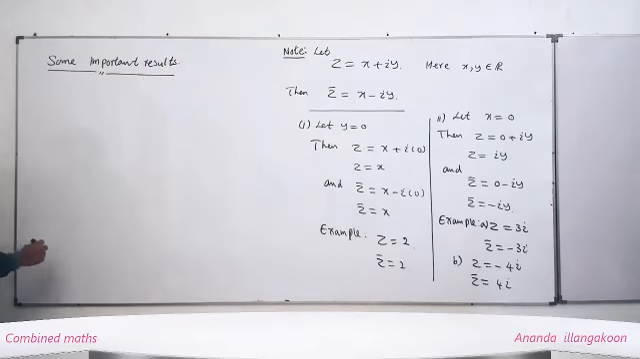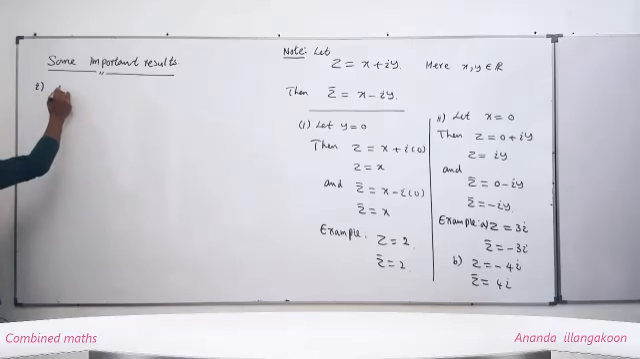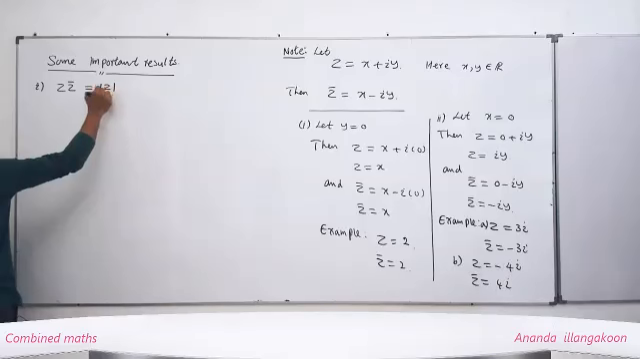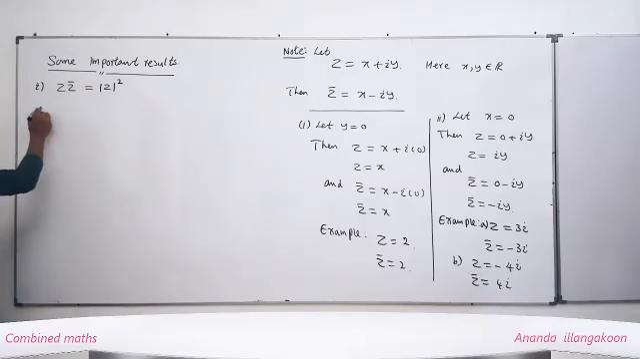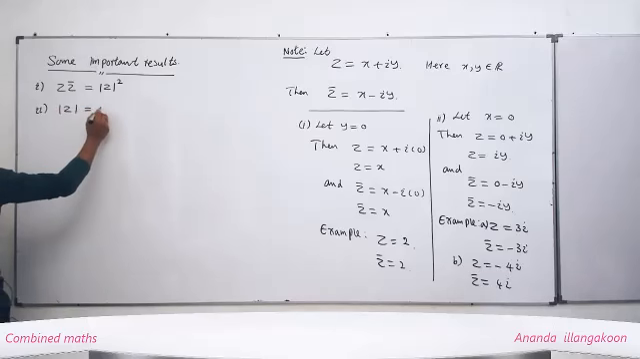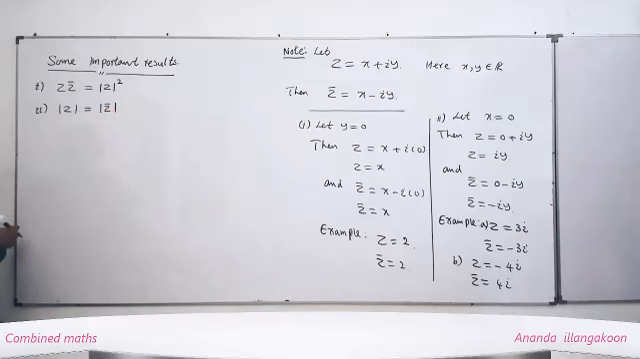But people, those are these. Number one, z times z bar is equal to mod z squared. Number two, mod z is equal to mod z bar. Right.